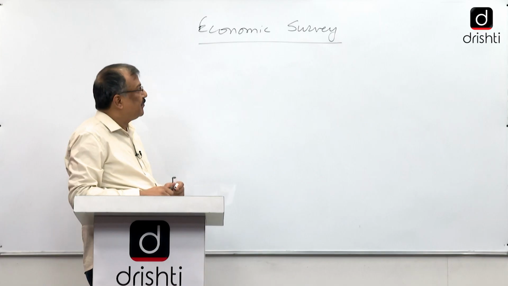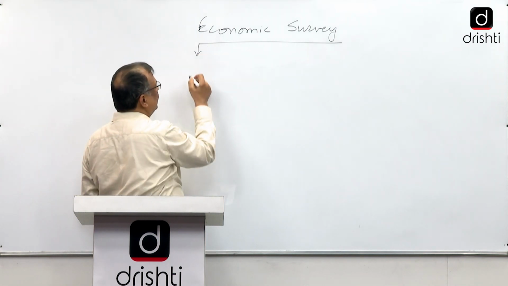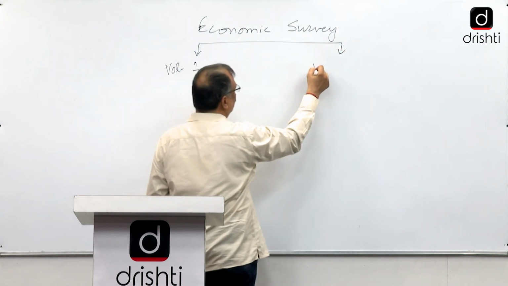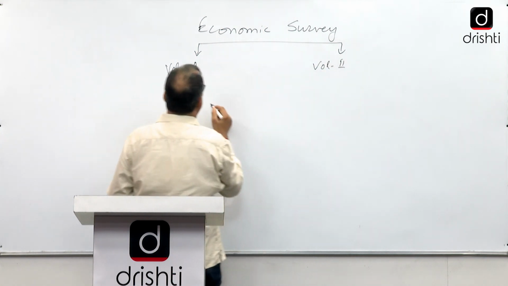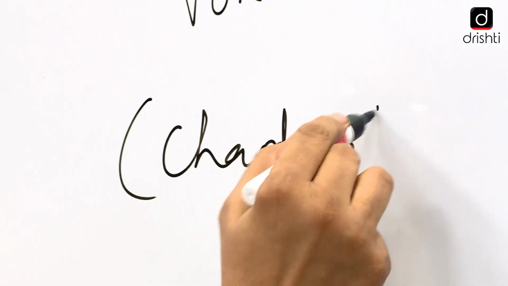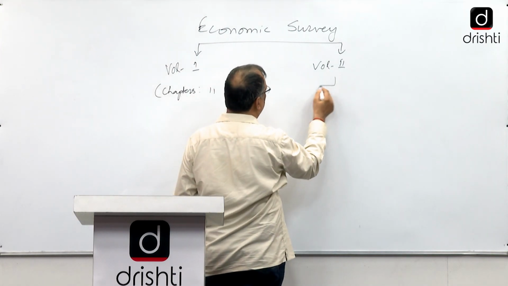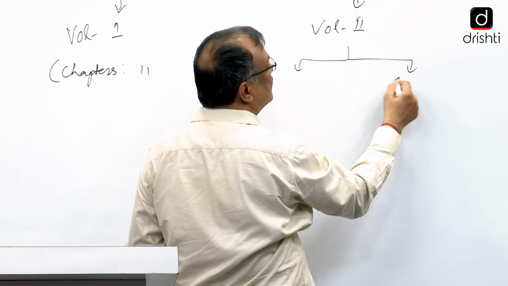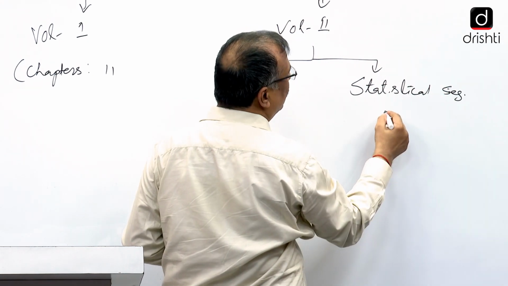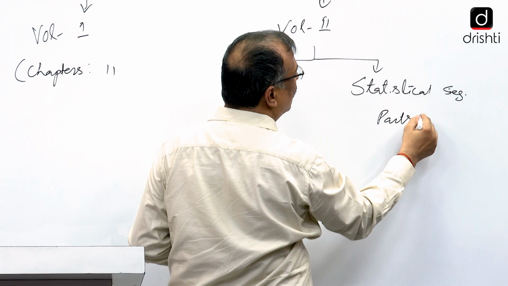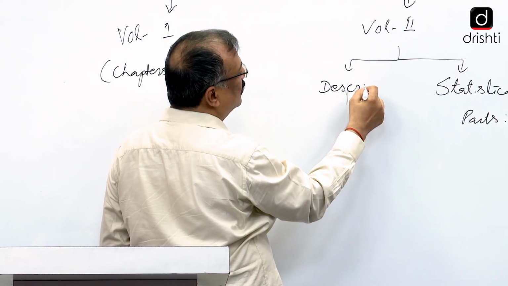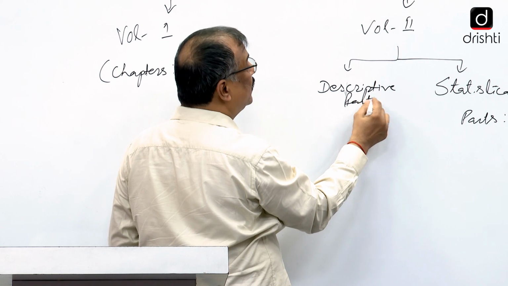which is embodied here. As you know, economic survey is divided nowadays into two parts. There is volume 1 and there is volume 2. Volume 1 has contained this year 11 chapters. Volume 2 is also divided into two parts. The second part is a statistical segment which contain 9 parts, and this is a kind of descriptive and analytical part which contains 10 chapters.